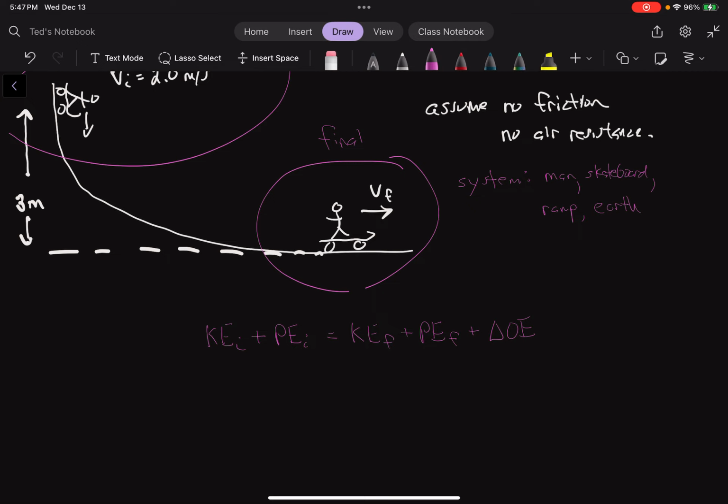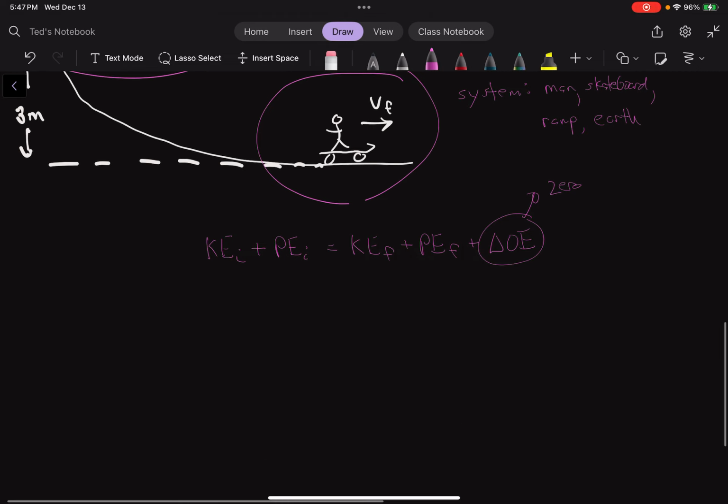Okay, so we'll start with the change in other kinds of energy. Because the problem says there's no friction and no air resistance, and we can see there's no collisions, and we know that the skateboard's not powered by a battery or an engine or any other kind of thing that's using chemicals, we can say that the change in other kinds of energy is zero, and that's going to make this problem much easier to solve.